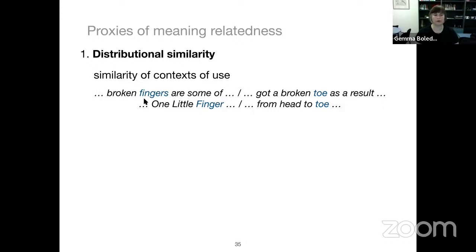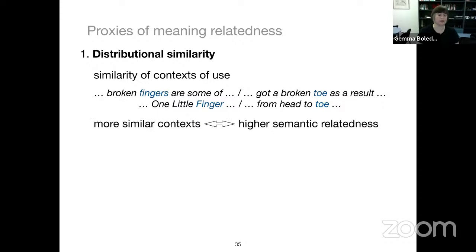And you will also find contexts that are different, right? There's a song that's called One Little Finger and not One Little Toe. And we can say from head to toe, but not really from head to finger. What distributional similarity does is it summarizes all this data into a measure that tells us how similar two expressions are in distributional terms, that is, in context of use. And then the idea here is that the more similar the contexts of two words, the higher their semantic relatedness.